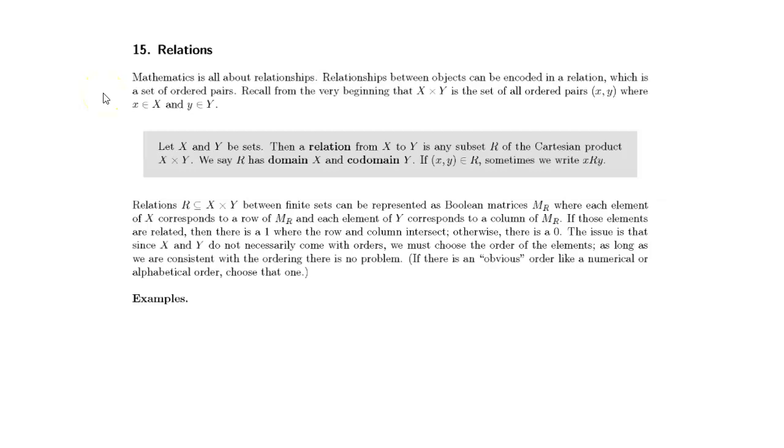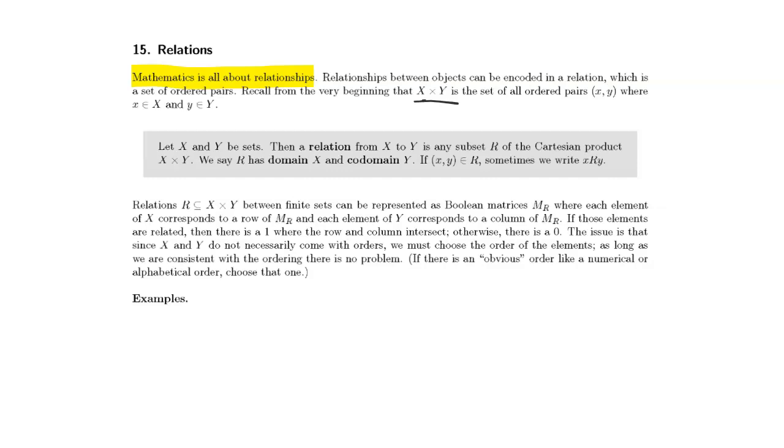Next, we're going to talk about relations. So like we said in the last chapter, mathematics is all about relationships. And relations are objects that encode those relationships. So remember from the very beginning of the class that the set X cross Y is the set of all ordered pairs X, Y, where X is a member of the first set and Y is a member of the second set. All right, so we're going to let X and Y be sets.